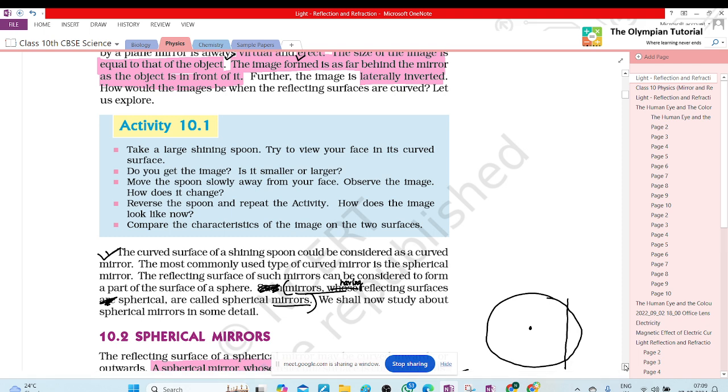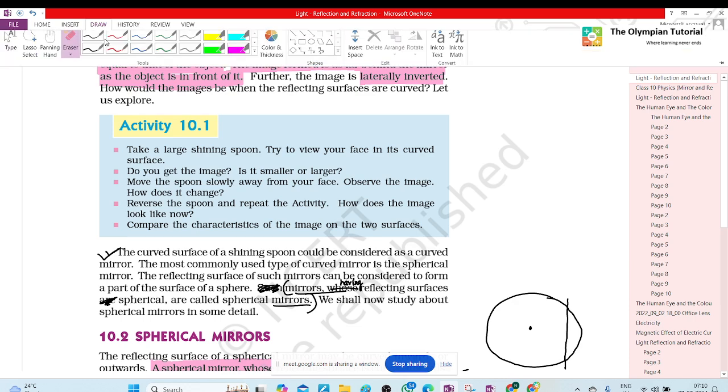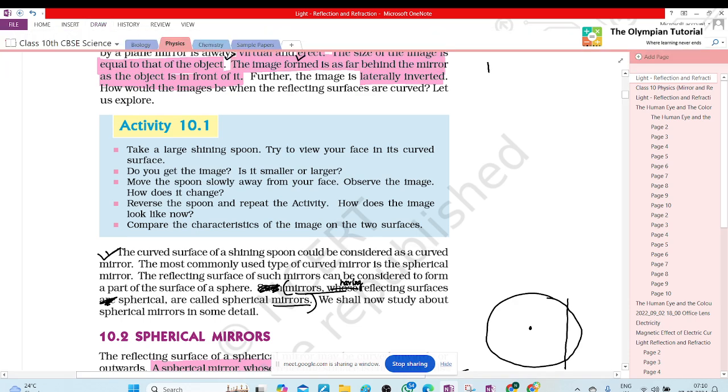The image formed by the plane mirror is erect, and it is virtual, like it's behind the mirror. Tanya, one more thing: erect and virtual are connected. If the image is erect, definitely it is virtual. It is at the same distance as the object.